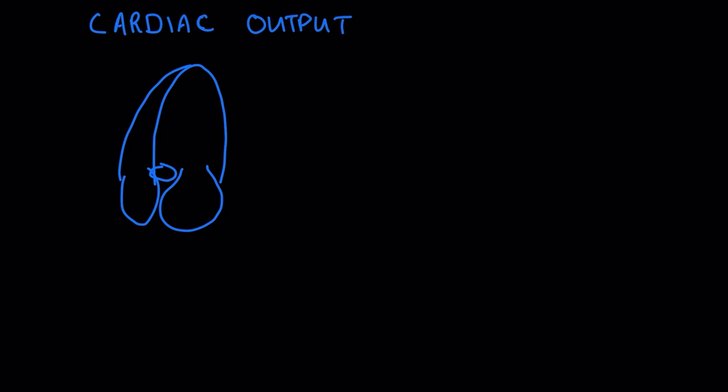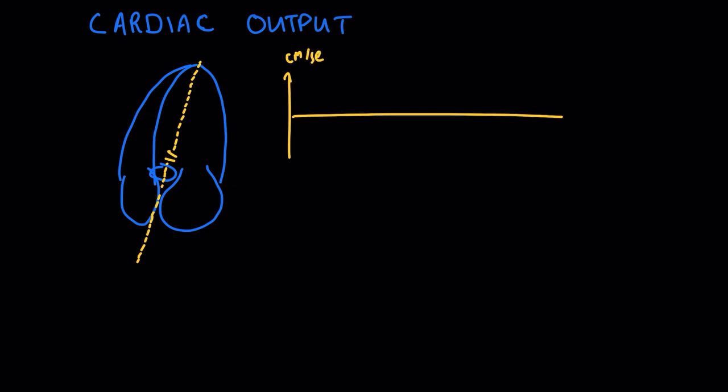And what I can do is use pulse wave Doppler to measure the velocity right at the LVOT. That's the velocity of blood as it's leaving. What will we see? Well, we will see a graph that looks something like this. On the y-axis, it's velocity, so centimeters per second, and on the x-axis, it's time in seconds.